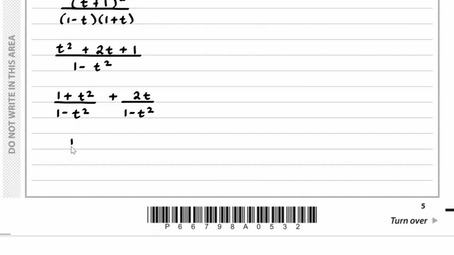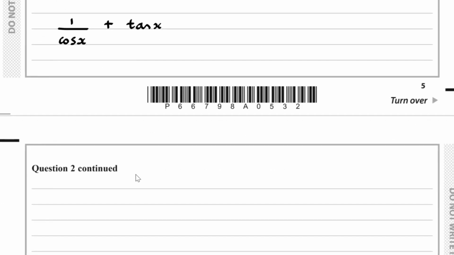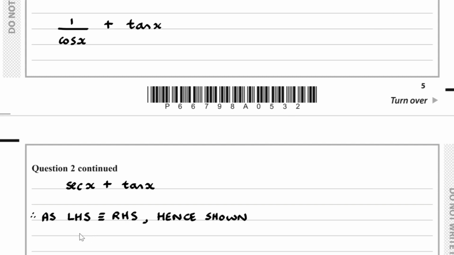We've got 1 over cos x plus tan x, which is the same as sec x plus tan x. And so therefore we can conclude, as the left hand side is equivalent to the right hand side, we've shown the result.